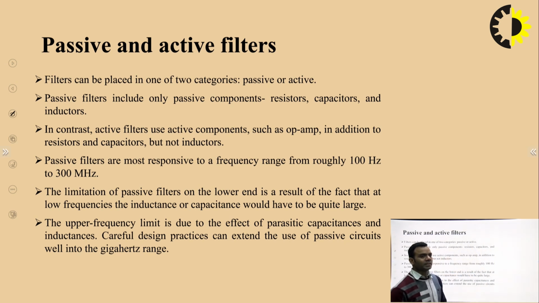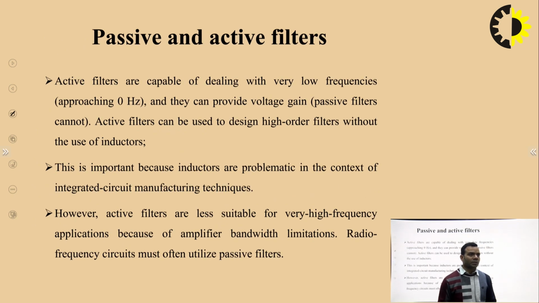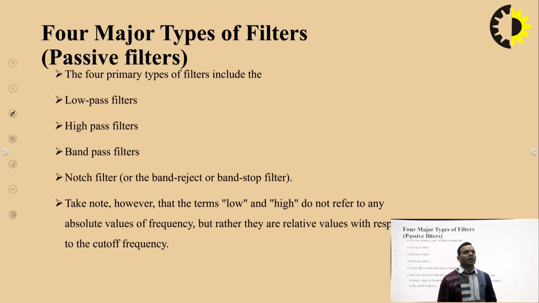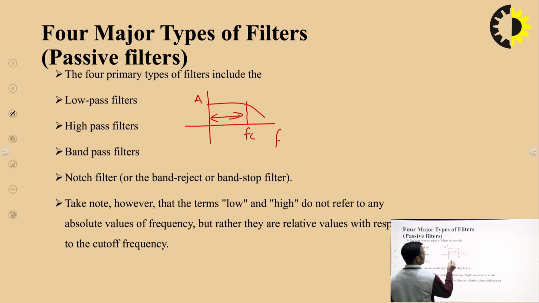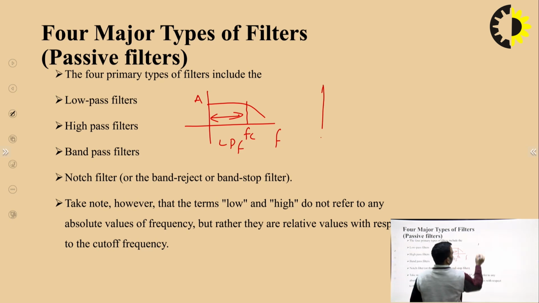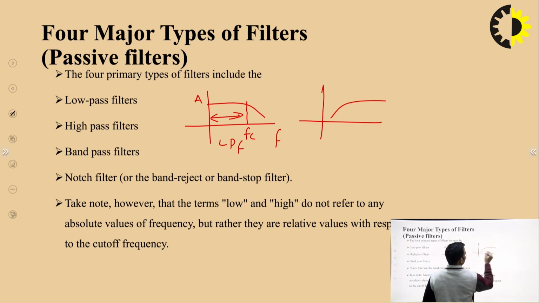Just like passive filters, active filters are also categorized as low pass filter, high pass filter and band pass filters. And low pass filters are those which pass the frequencies less than some particular frequency, like this. If this is F, this is amplitude. If this is the cutoff frequency, it will pass all the frequencies below it. So this is a low pass filter. Another one may be a high pass filter. The filter which passes the frequencies more than the cutoff frequency comes under high pass filter.